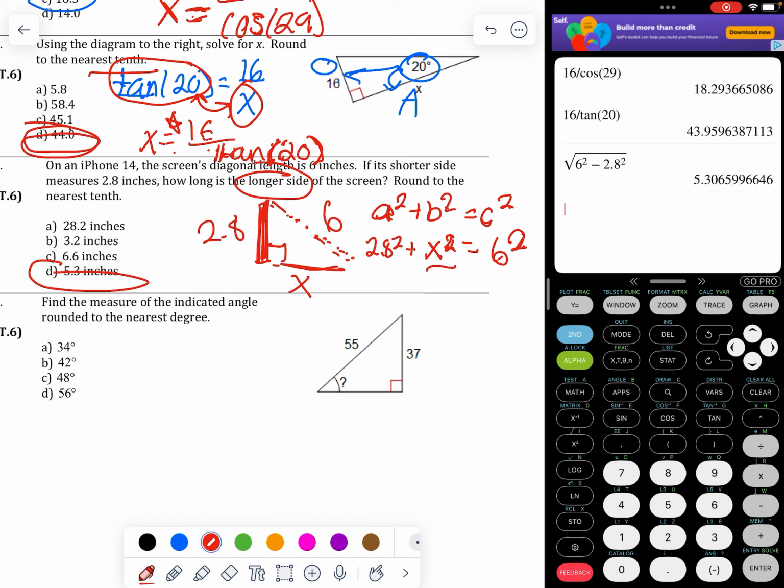5.3 sounds about right. Awesome. So D should have been our answer. Again, you should have a little bit more steps than that down here. That's just a quick way that me as a teacher, I found some ways of doing it to save some time. But again, you should have a lot more work.